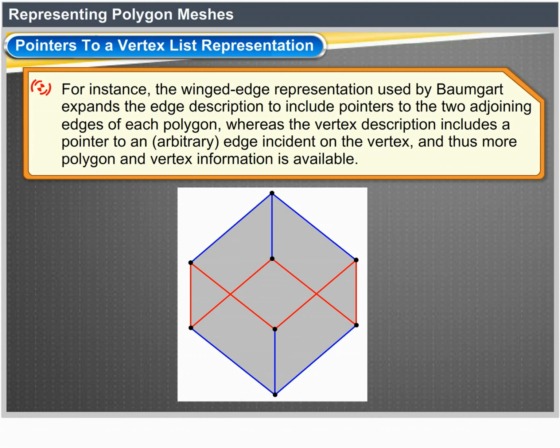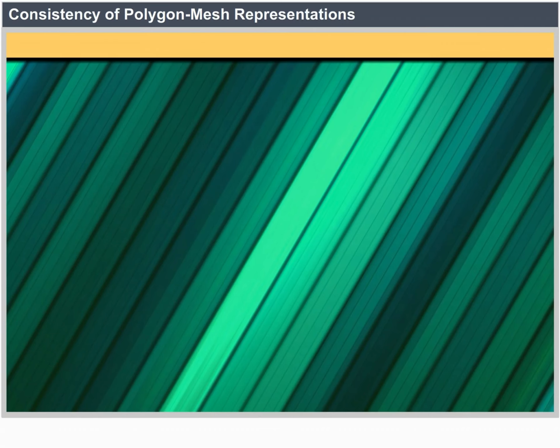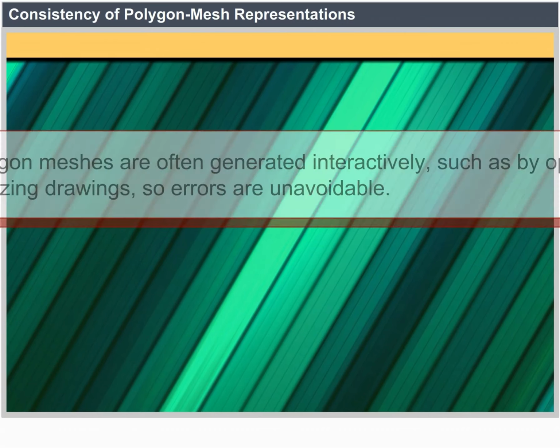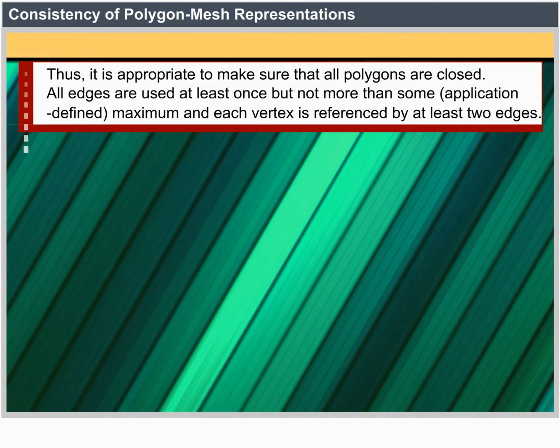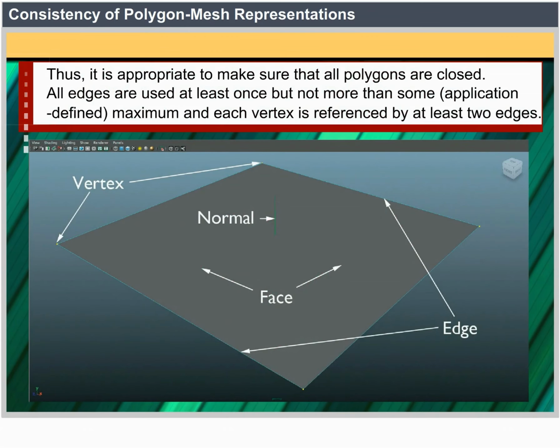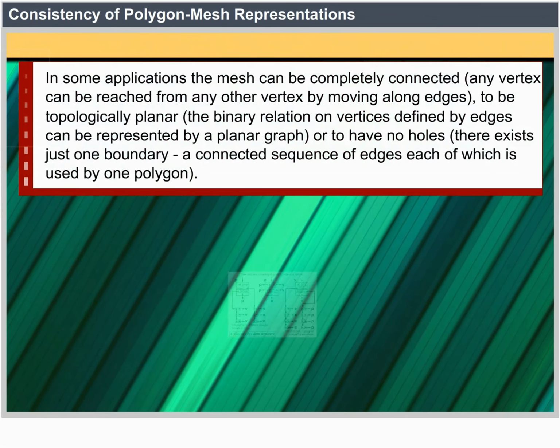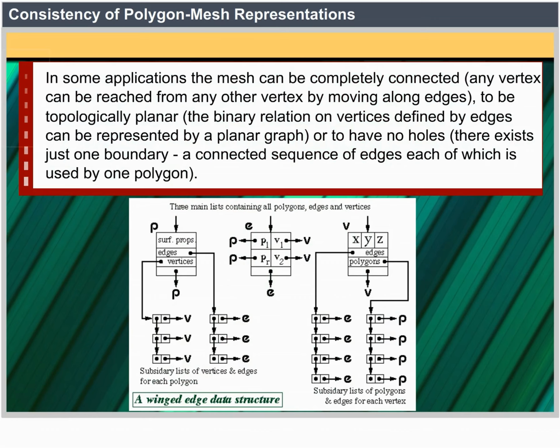Consistency of polygon mesh representations. Polygon meshes are often generated interactively, such as by operators digitizing drawings, so errors are inevitable. Thus, it is appropriate to make sure that all polygons are closed, all edges are used at least once, but not more than some application-defined maximum, and each vertex is referenced by at least two edges. In some applications, we would also expect the mesh to be completely connected. Any vertex can be reached from any other vertex by moving along the edges.